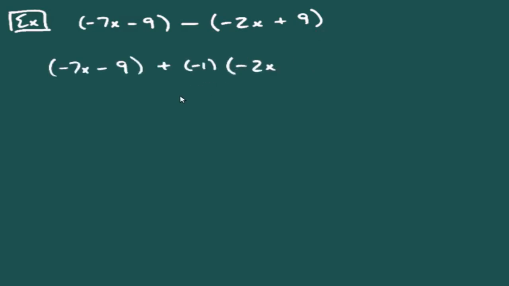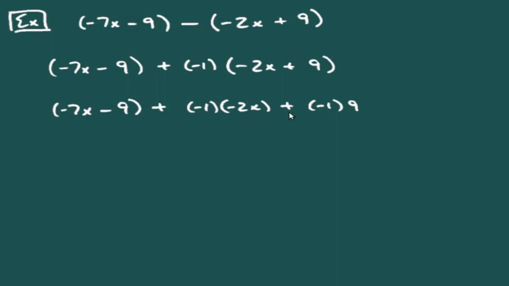So working another problem, suppose we have our polynomial negative 7x minus 9 minus the quantity negative 2x plus 9. Well, again, we rewrite this, removing the subtraction abbreviation. So we've got our negative 7x minus 9 plus a negative 1 times the quantity negative 2x plus 9. So the distributive property then says that's going to be a negative 1 times a negative 2x, and it's going to be a negative 1 times the 9.